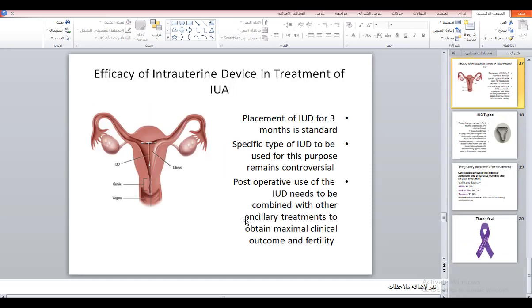Regarding the efficacy of intrauterine device in treatment of intrauterine adhesion, placement of an IUD for 3 months is standard. The specific type of IUD to be used for this purpose remains controversial. Post-operative use of an IUD needs to be combined with other ancillary treatment to obtain maximum clinical outcome and fertility.